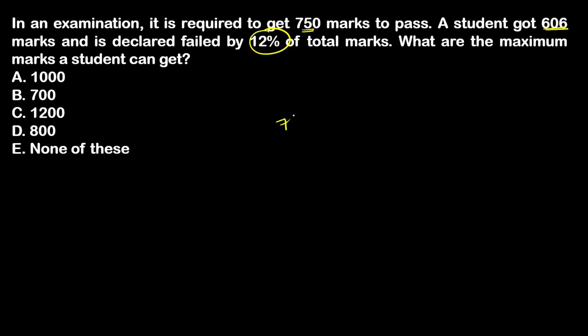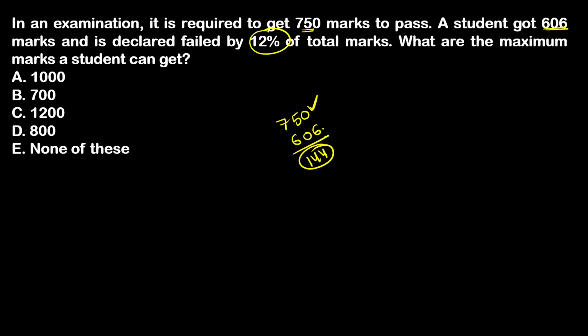See, 750 marks being the pass marks. But a student got 606 marks. If he gets 750 marks instead of 606, we can say he got the pass mark. So how many more marks are required for this person to be declared pass? Which means the difference between these two. He should get 144 marks more than the marks obtained.